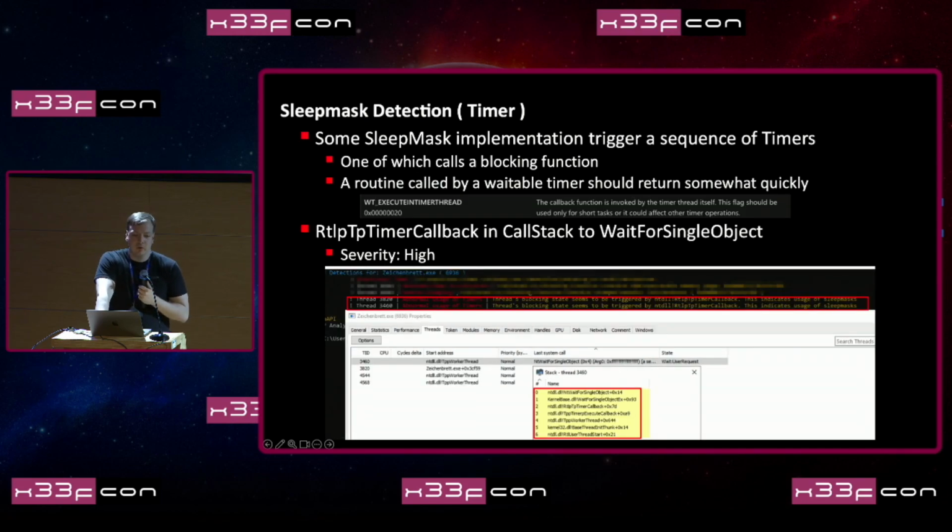Same goes for timer-based sleep masks. Timer-based sleep masks, once again, are using timers, one of which ends up calling a blocking function. Here the thing is that even MSDN says, if you use timers, then please don't make them block, because you're going to ruin your own thread pool. So if we do see the RtlpTpTimerCallback in a call stack to a blocking function, then we can also consider this an IOC.